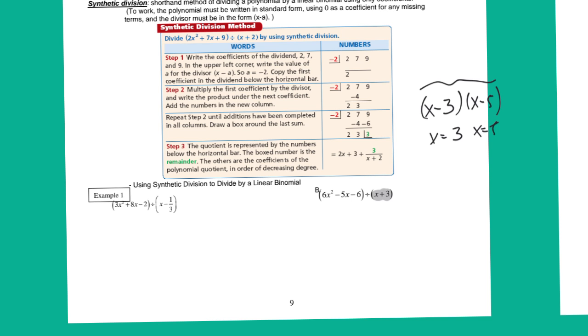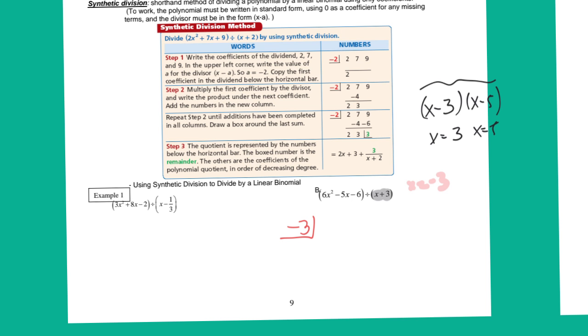You set the factor, the divisor, equal to 0. If the factor is x plus 3, the value for x, the zero for x, is equal to -3. And I'm not sure why I'm using a highlighter. So you take that value and you put that in the box. Again, synthetic division is kind of a shortcut coefficient way to deal with division, and it only works if you're dividing by x plus a number or x minus a number.